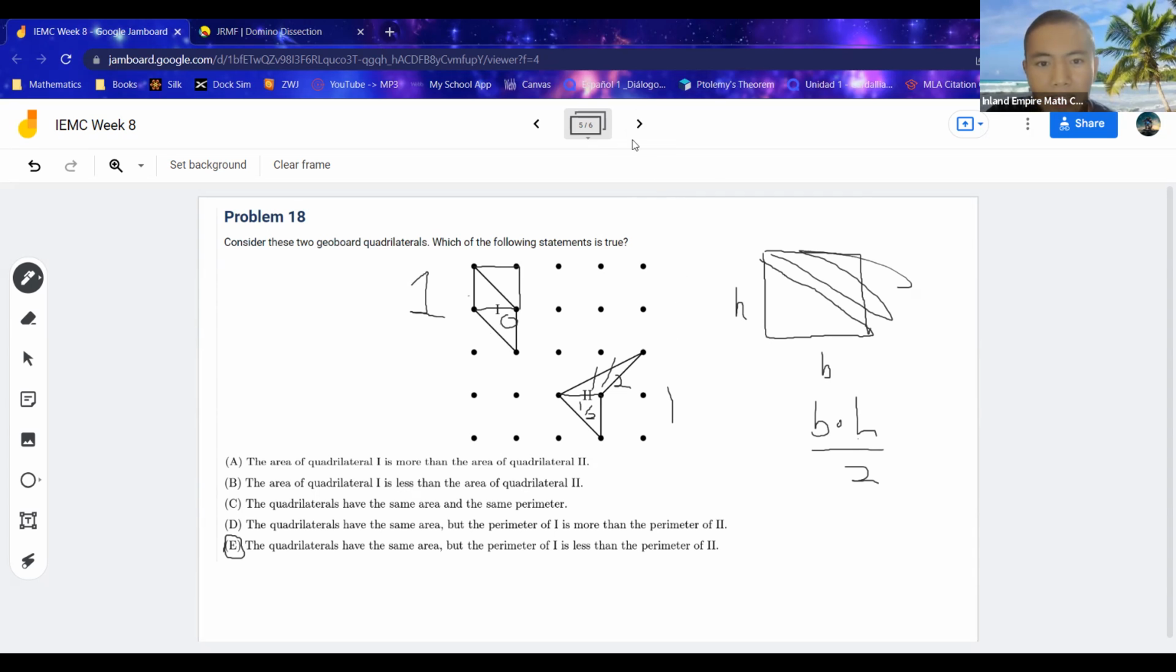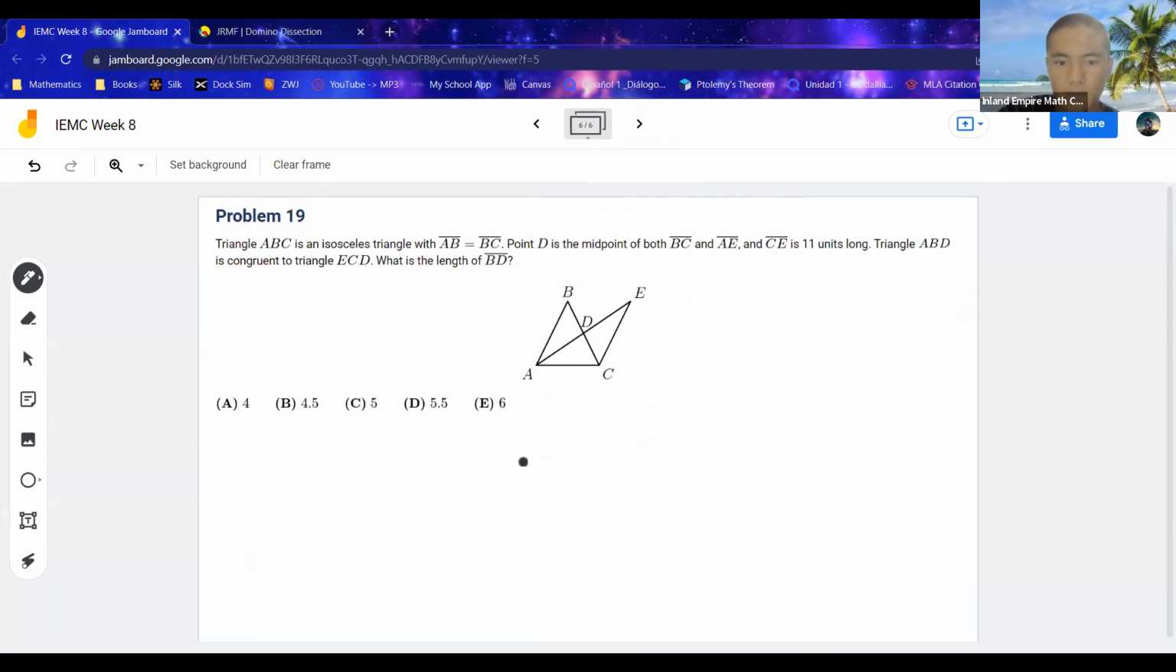All right, if nobody has any questions, we're going to go on to our last problem. Last problem already? Yep. All right, let's check this out. Triangle ABC, which is this left triangle right here, is an isosceles triangle with AB equals BC. So we know that two sides are the exact same.